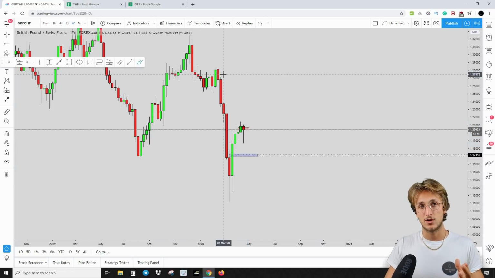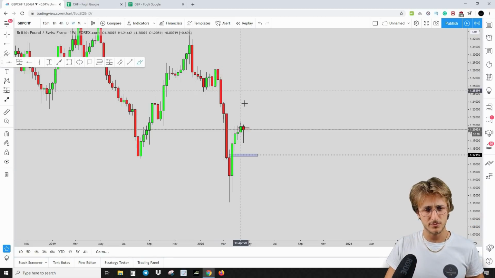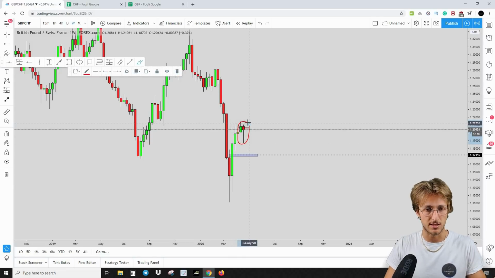The market created this red candle here. Now, I made a video on this specific candle, which you will find linked here or here. So when you see a candle like this, you will learn how to spot and read this pattern and why it works in that video. So go and watch it.